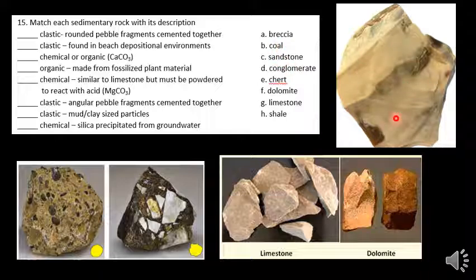Chert is this guy. Chert is a precipitated silicate. The Native Americans used it for arrowheads. It knaps and makes these very sharp edges. It's SiO2. It's the same stuff glass is made out of. It's just a polymorph. It has a different chemical structure to it.